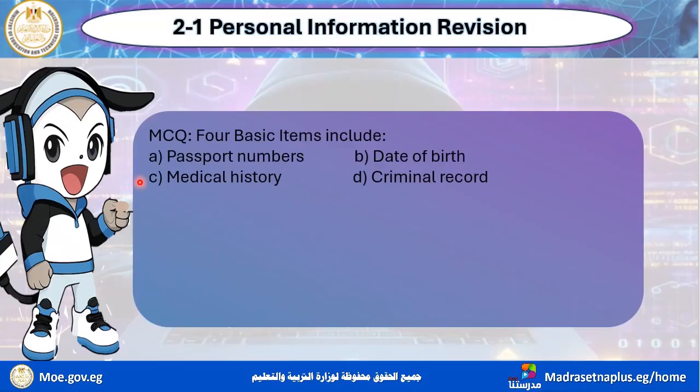An MCQ question. 4 basic items include passport numbers, date of birth, medical history, criminal record. Well, the 4 basic items includes your date of birth. So the 4 basic items, remember.